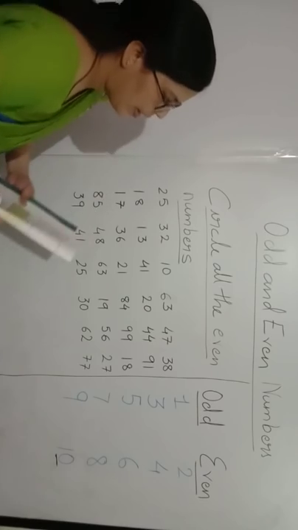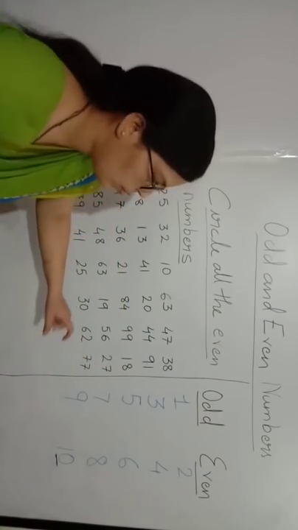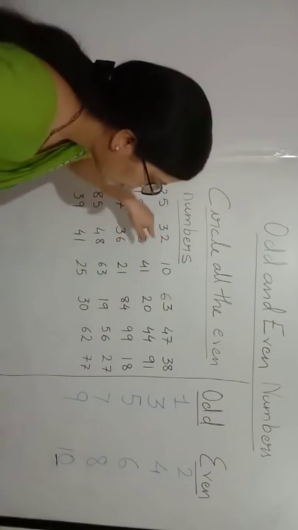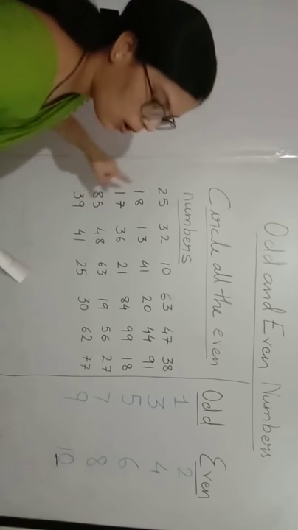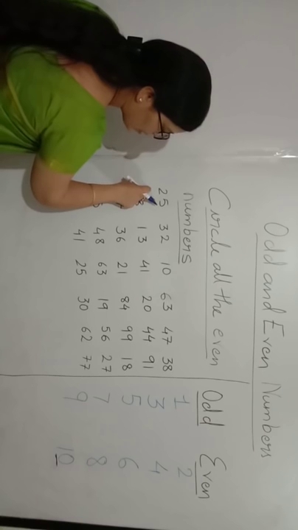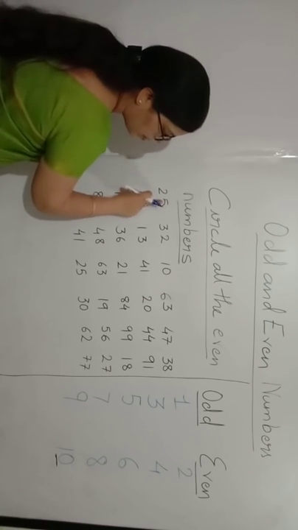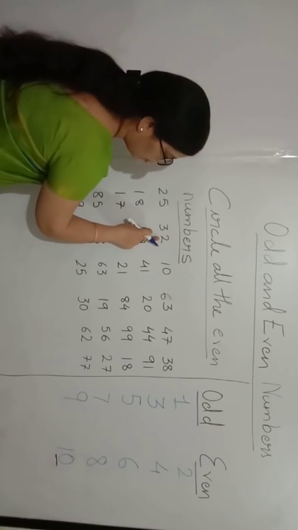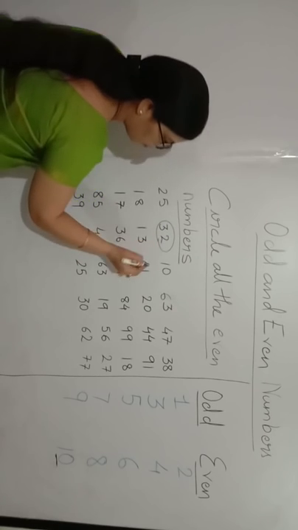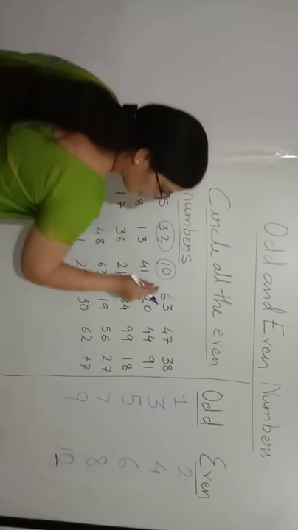Now just keep in mind, the numbers which end with 2, 4, 6, 8 and 0 are even numbers, and you have to circle all those even numbers. So let's start with the first number, 25. The number ends with 5, it is an odd number. 32, the number ends with 2. So 2 is an even number. Now 10. 10 is an even number. Circle the number.